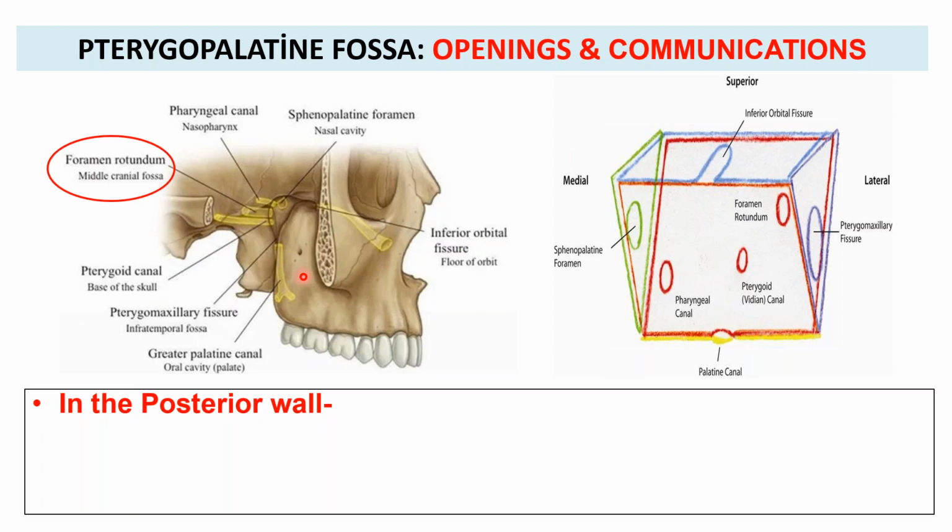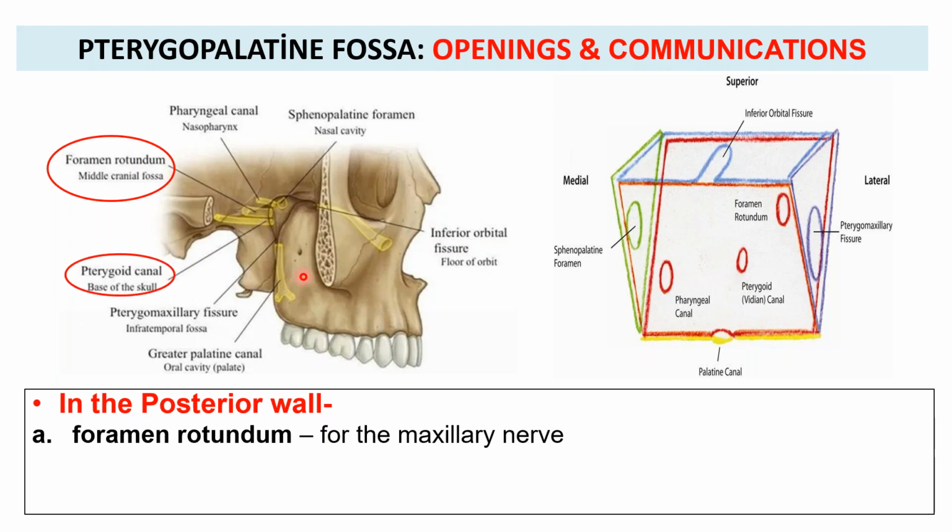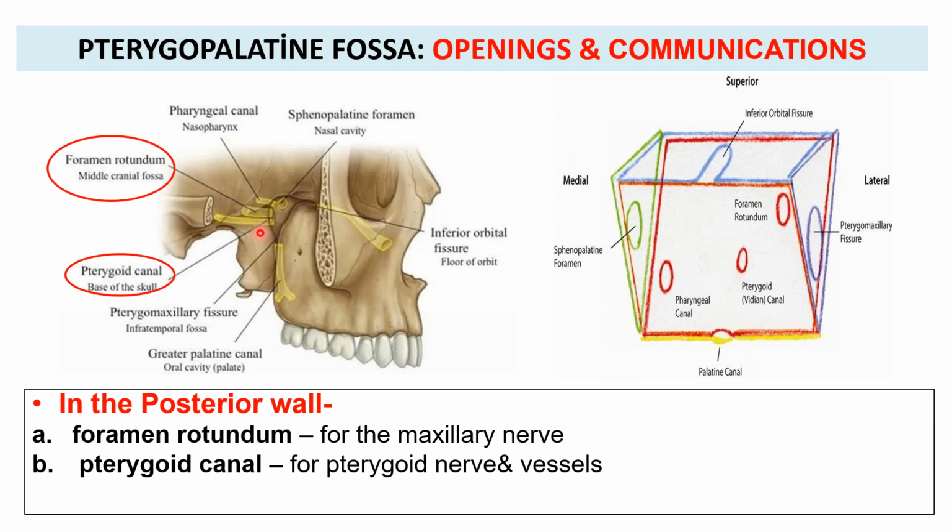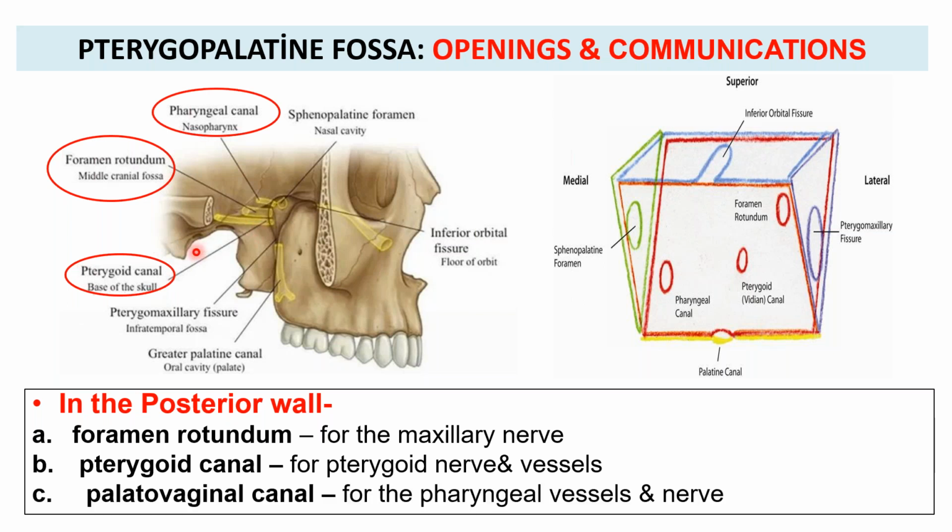So this is the foramen rotundum communicating with the middle cranial fossa. And what passes through it? The maxillary nerve passes through it. The pterygoid canal, and through the pterygoid canal, where will it communicate? It will communicate to the base of skull. And what passes through it? The pterygoid nerves and vessels pass through it. And the last one is the pharyngeal canal, which is also called the palatovaginal canal, and what passes into it? The pharyngeal vessels and nerve. And through this communication, the pterygopalatine fossa will communicate posteriorly with the nasopharynx.